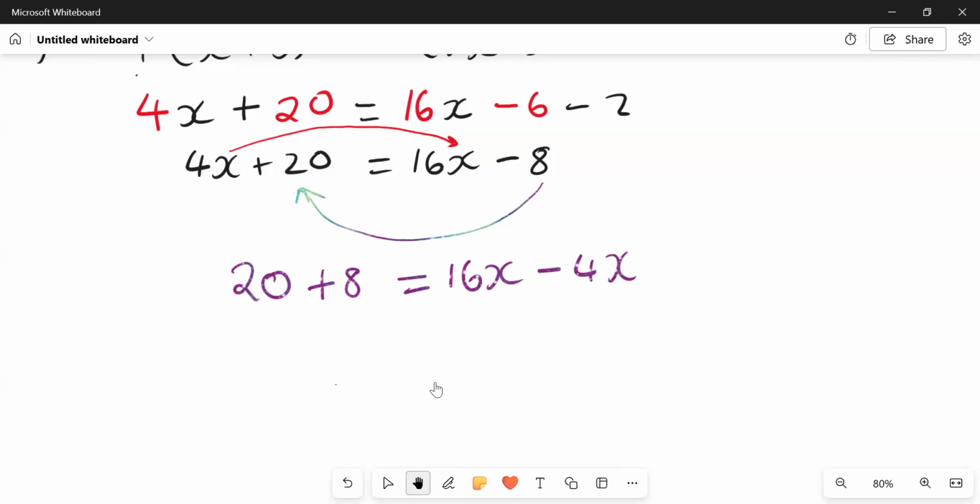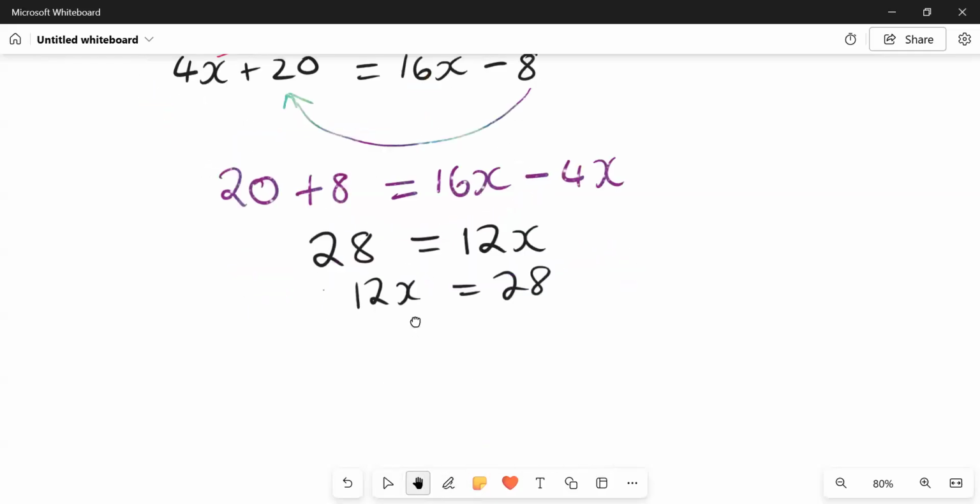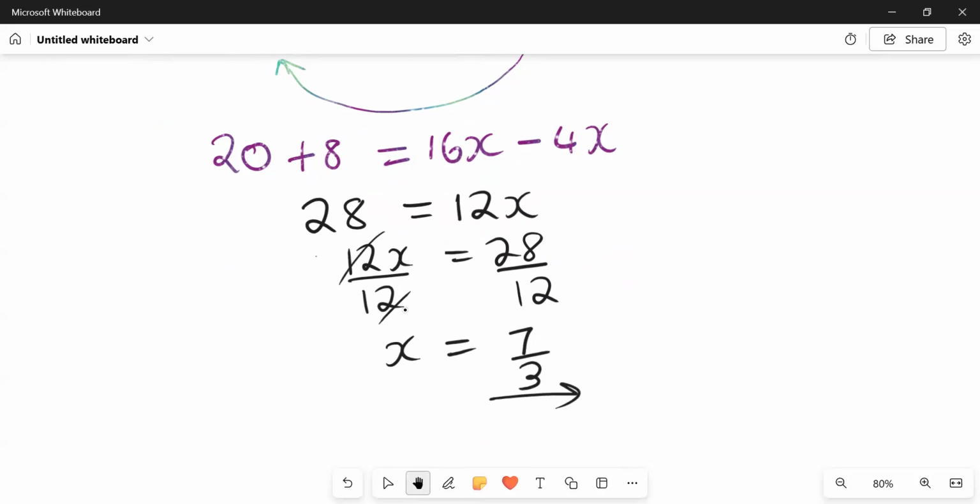This gives us our 28 equals to 16 minus 4, that's 12x. This can be written as 12x equals to 28. Divide both sides by 12 because we have to isolate x. We are not solving for 12x, but we are simply solving for x. So you have to isolate x. And by doing that, we get 7 over 3. I hope it makes sense, my family.